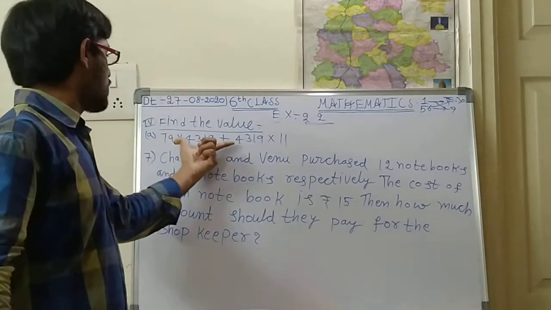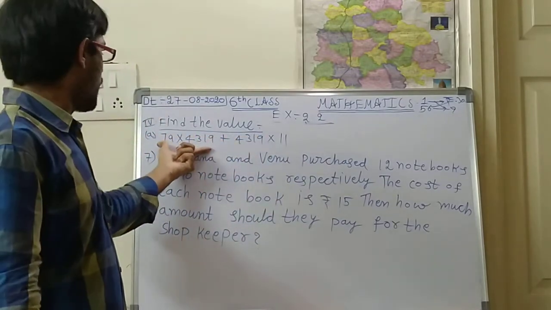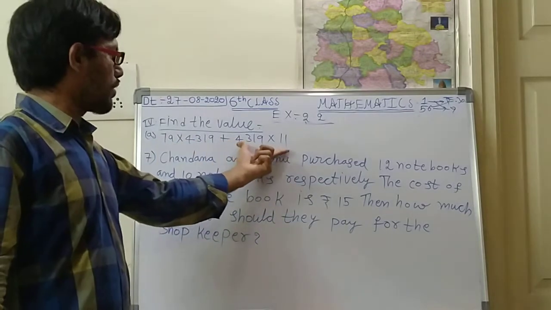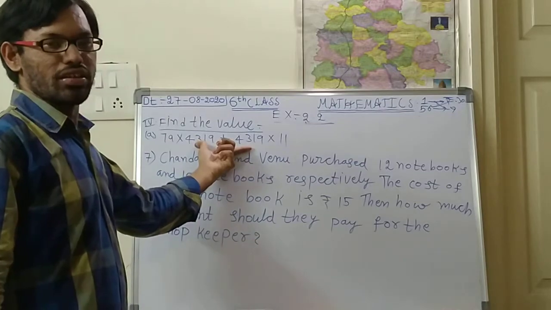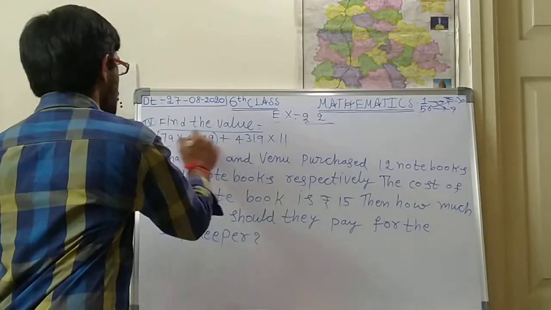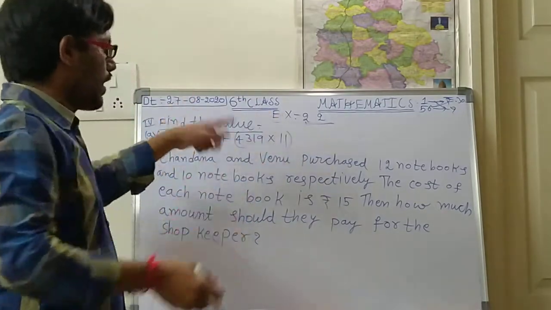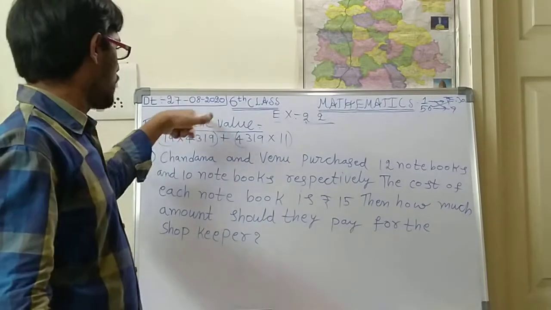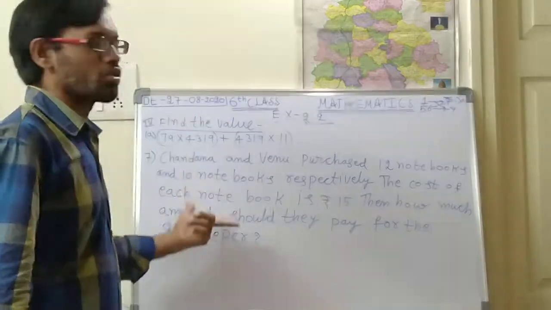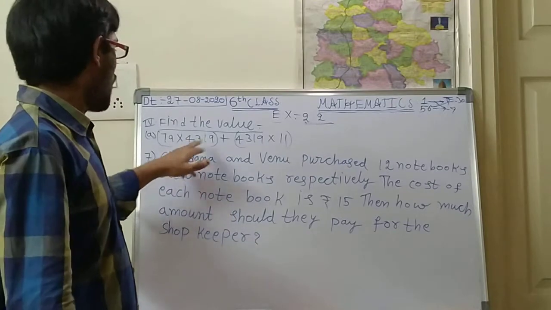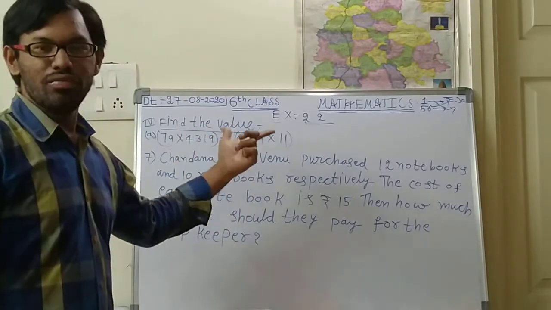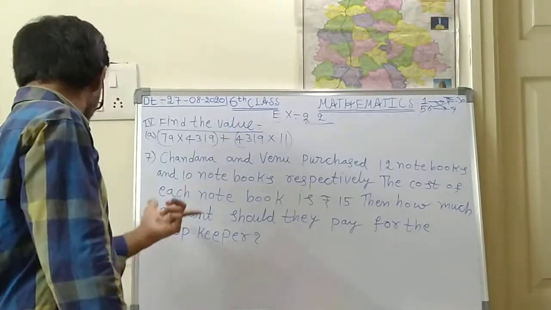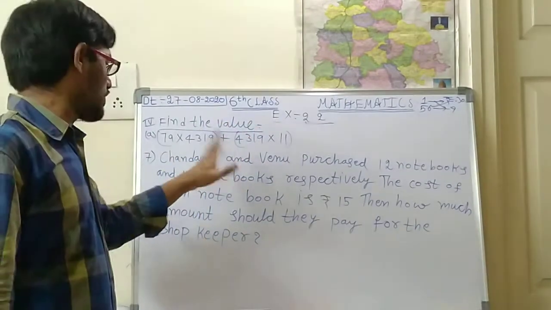Same problem, children. First one is find the value: 79 into 4319 into 11. First, identify which property it is. For which property this is satisfying, you should identify. And as I have said in the fourth bit, in the same way you should write stepwise. Afterwards you should solve. This is also the same as the word problem I gave, the milk vendor problem.